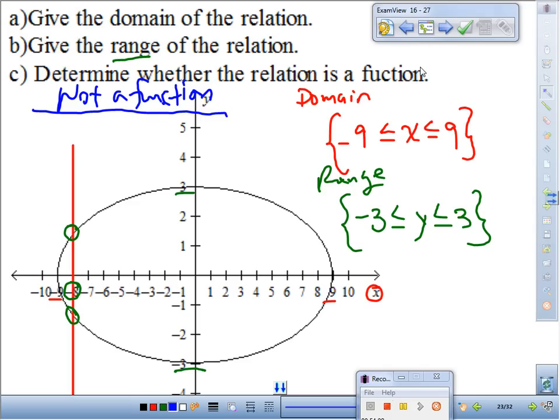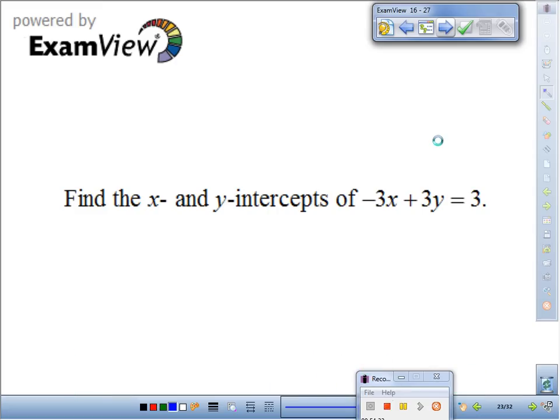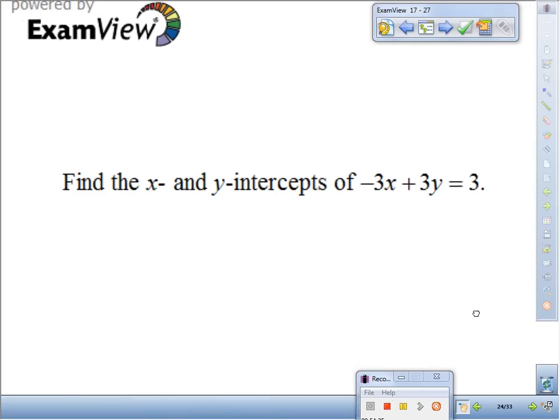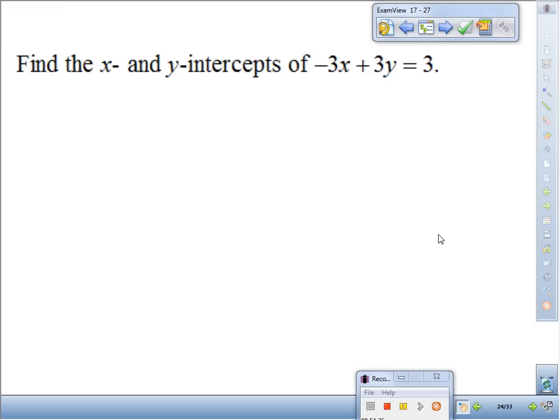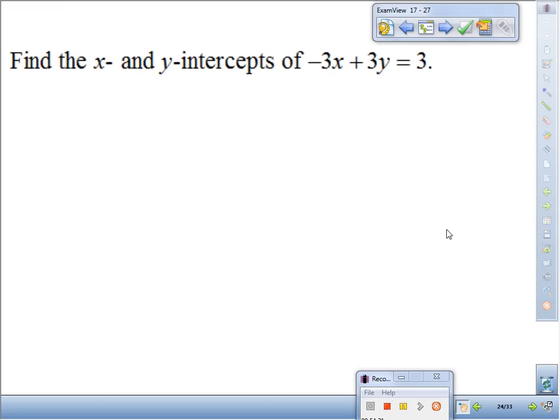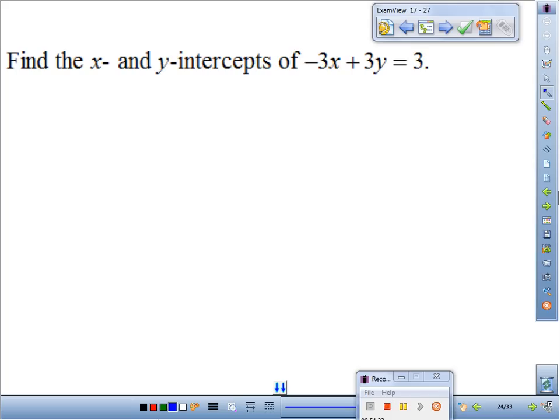Let's go to number 17. Any questions with this? We're good? Okay. Here we go. It says, find the x and y intercepts of negative 3x plus 3y. So check this out. For this one, I remember that we wrote 2 equations, one for my x and one for my y. I also told you, you can use the cover-up method.